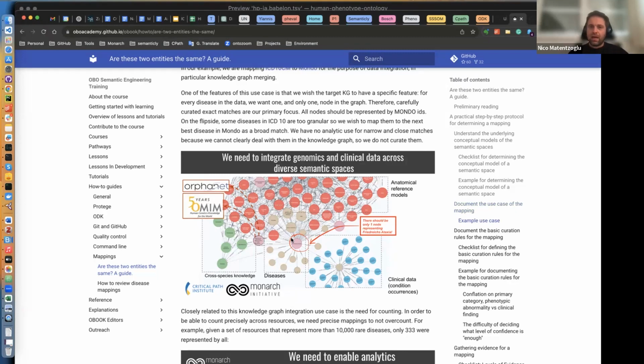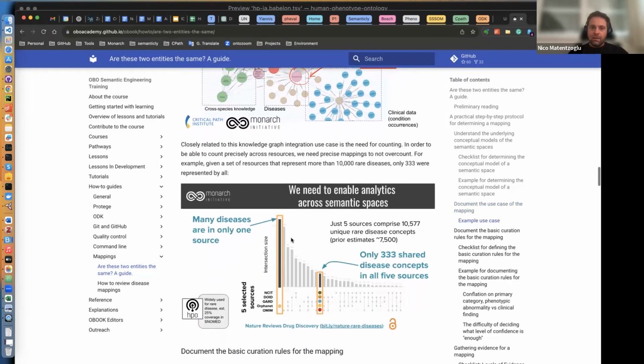So when you have a case like this one, where you have the same disease like Friedreich's ataxia being referred to by DO, by GARD, by Ordo, by OMIM, and by MeSH or something, then one of the properties of our use case is we want those to be in one node at the end of this process. And in order to be able to do that, we are primarily interested in exact matches.